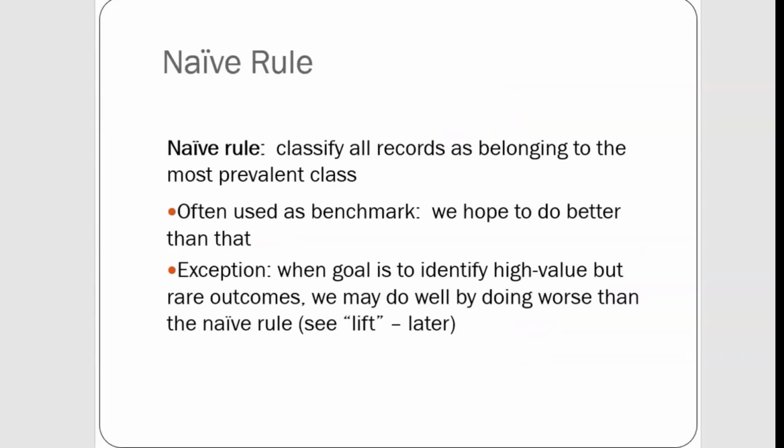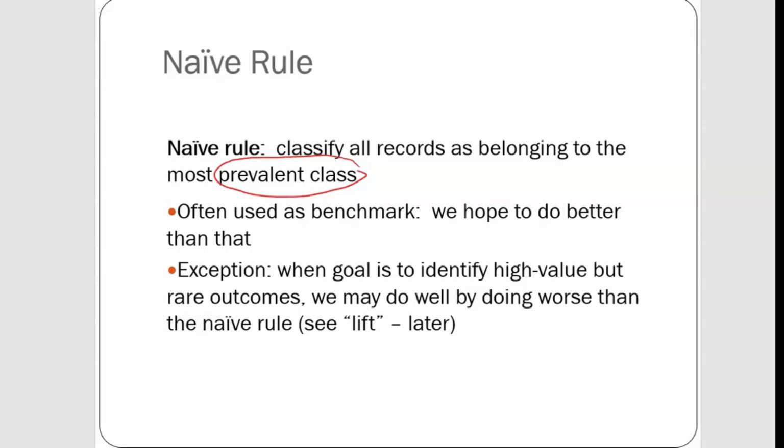The naive rule says that you do not need any sophisticated model. Just look at the sample and see the predominant class in that sample. Then we can classify a new record as belonging to the prevalent class. Now, this naive rule may work in some cases, but it's still good to have some objective ways of assessing the accuracy of this model.